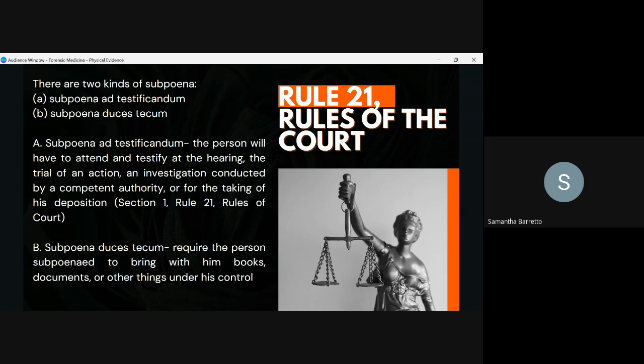The second kind of subpoena is subpoena duces tecum, meaning subpoena for production of evidence. It requires the person subpoenaed to bring with him books, documents, or other things under his control at a specified time and place in a court hearing or a deposition. In short, pinapatawag ka na dalhin ng isang bagay na konektado sa kaso.